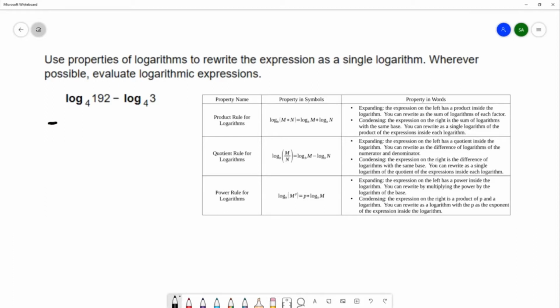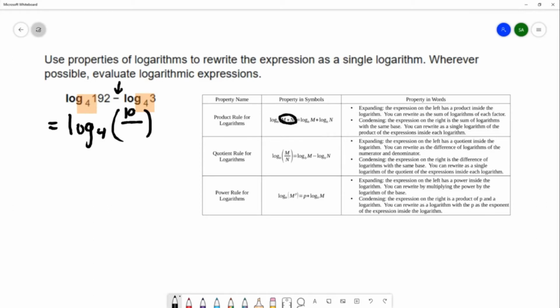So we can write this as log base 4. And by the way, we can only condense when the bases are the same. So if the bases are different, you wouldn't be able to use this property, the quotient rule. So when we condense to a single logarithm, we're going to use division. I'm using division because of the subtraction. If it were addition, we would use multiplication in the product rule.